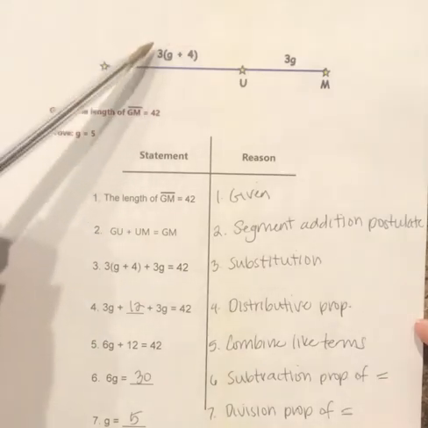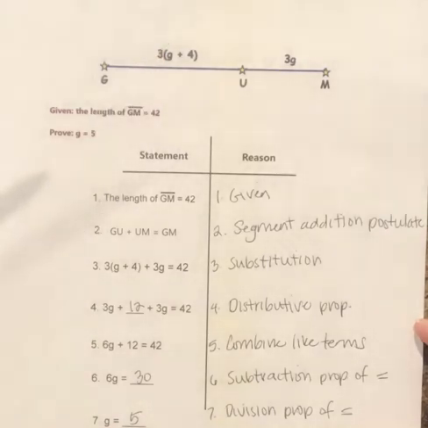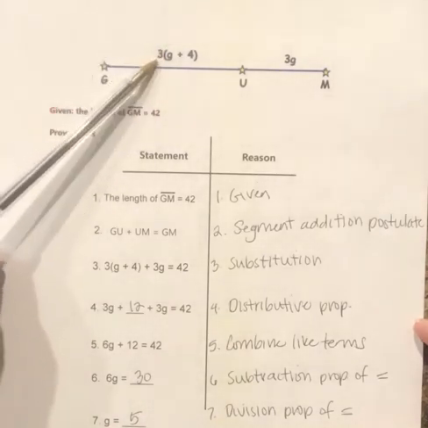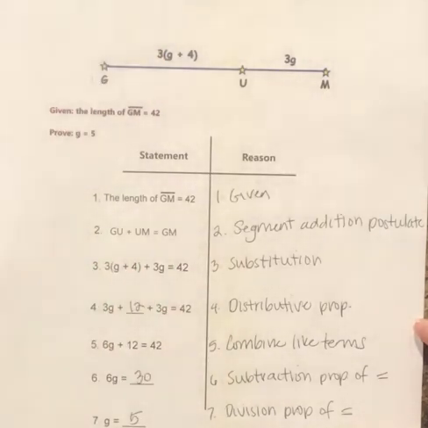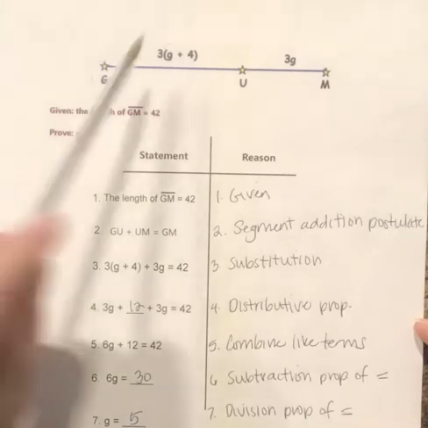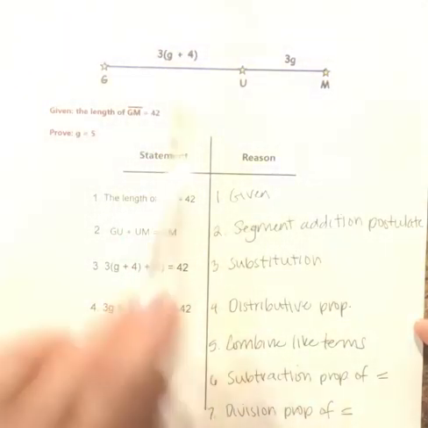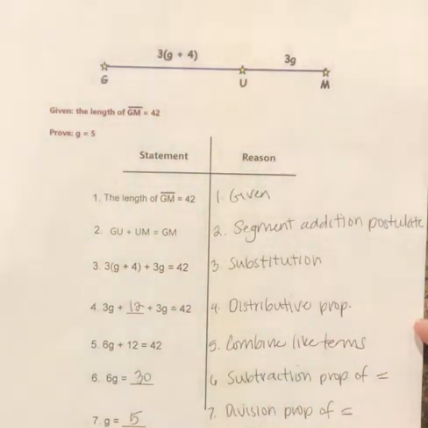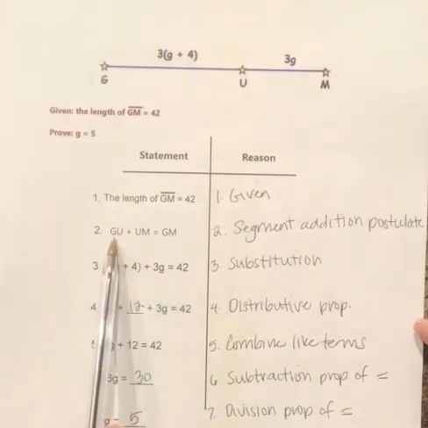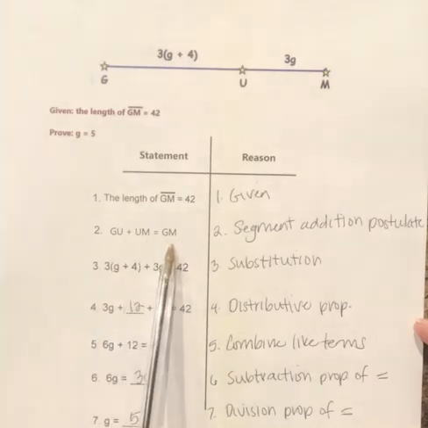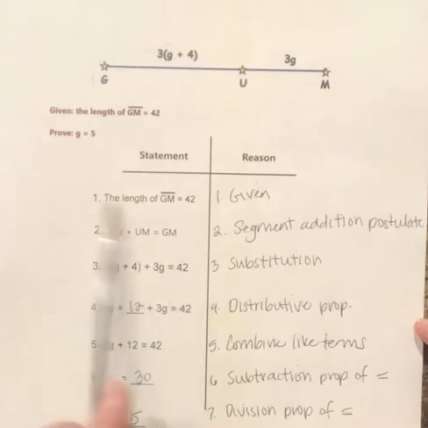A lot of people want to go straight to the geometry and say that 3 times g plus 4 plus 3g equals 42 because of the segment addition postulate. Again, going back to the idea of the nitpickiness, if I looked up the segment addition postulate, the dictionary wouldn't have 3 times g plus 4 plus 3g equals 42. It would have the idea that a little segment plus a little segment equals the whole entire segment. So that's why I had to start with the geometry.